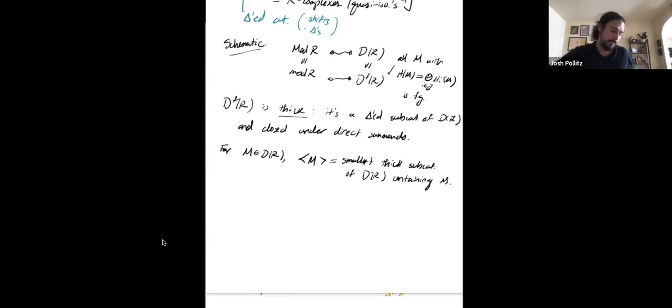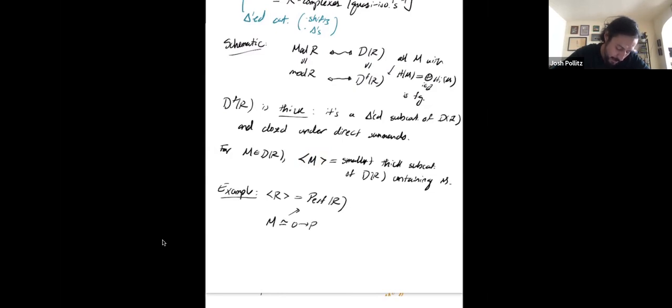The idea is, if you have some object in this category, nice homological properties of M usually descend to nice homological properties of that object. So it's a natural thing to study. Just a quick example: if I look at the thick subcategory generated by R itself, this ends up being the category of perfect complexes, the complexes M that are quasi-isomorphic to some bounded complex of finitely generated projectives.